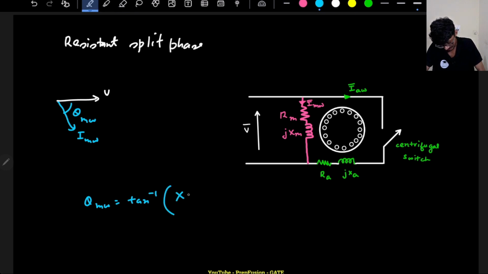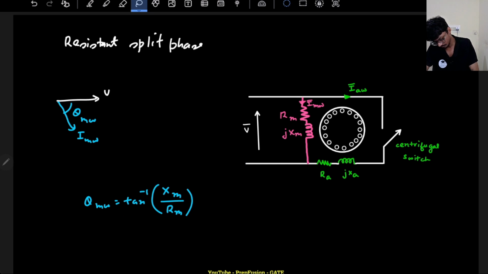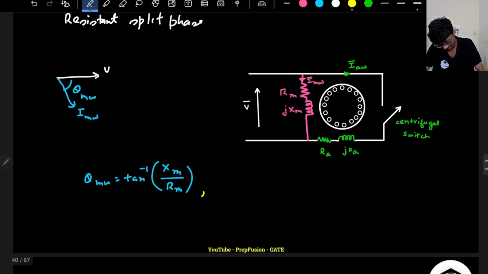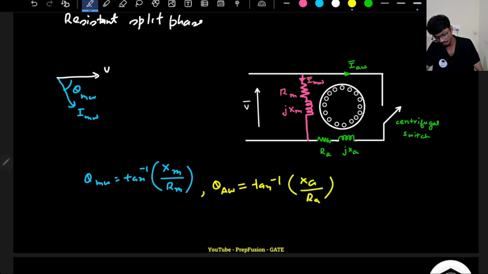Xm divided by Rm. And your theta aw is equal to tan inverse Xaw divided by Ra. And what will happen is this Ra will be much higher.